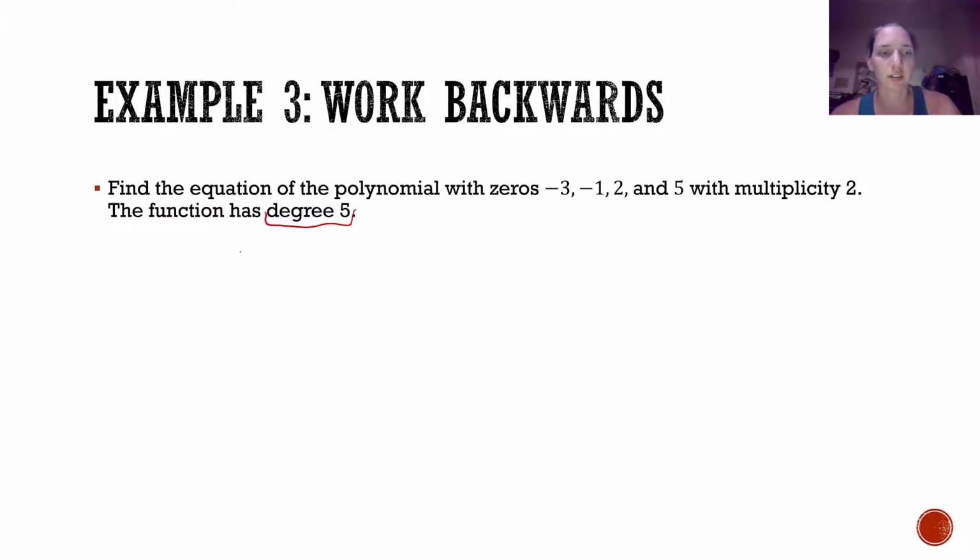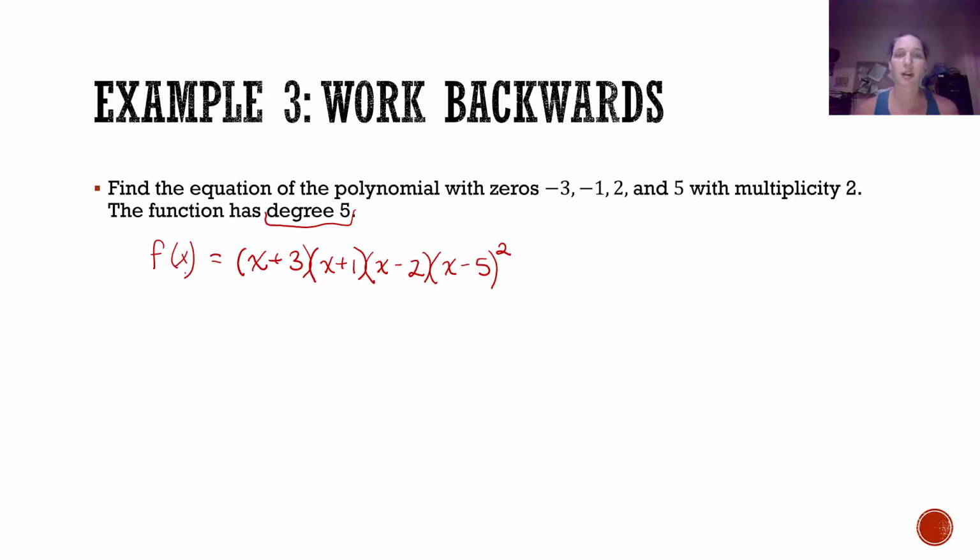So if -3 is a zero, x plus 3 is a factor. If -1 is a zero, x plus 1 is a factor. If 2 is a zero, x minus 2 is a factor. And if 5 is a zero, x minus 5 is a factor. And this has a multiplicity of 2, so I'll put a little squared up there. And that's it. Now I have an equation of a polynomial. All the powers will be nice. All of the coefficients will be real. I have not broken any rules as far as my polynomial rules, what constitutes a polynomial.